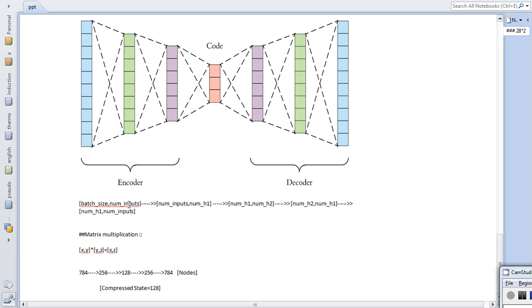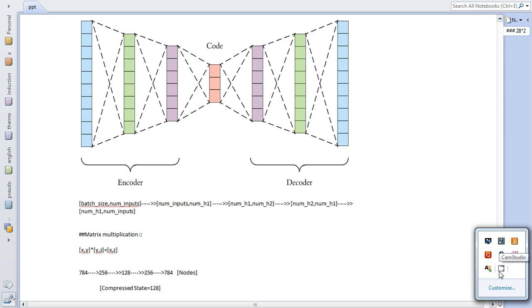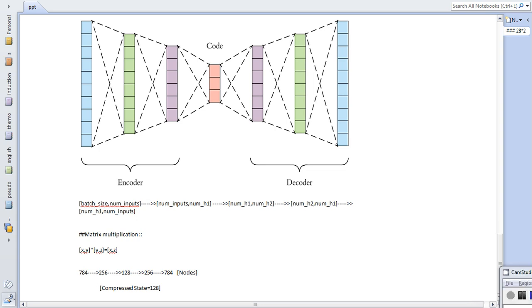So now we are actually going to use the matrix multiplication. The basic understanding is we have the input of batch size by number of inputs. So the weights should have dimensionality such that the number of rows in it should be the number of columns in the input. Since the number of columns in the input matrix is num_inputs, the number of rows should be num_inputs. So this is the first weight matrix.